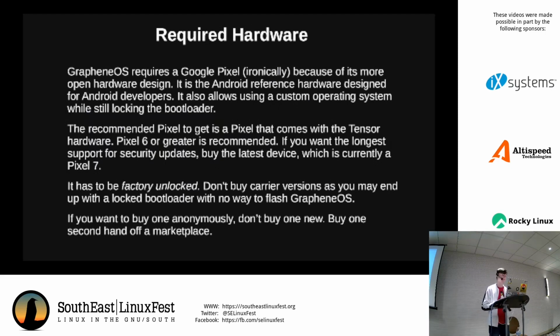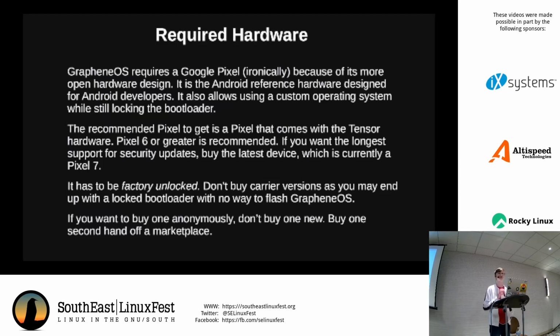Required hardware. GrapheneOS requires a Google Pixel, ironically, because of its more open hardware design. Because Google is the primary developer of Android, they make the reference hardware for other developers to test out their own versions of Android. It allows using a custom operating system while still locking the bootloader, which almost no other phone lets you do. The recommended Pixel to get is one that comes with the Tensor hardware, which is one of their newer phones, starting at the Pixel 6 or greater. If you want the longest support for security updates, buy the latest device, which is currently a Pixel 7.